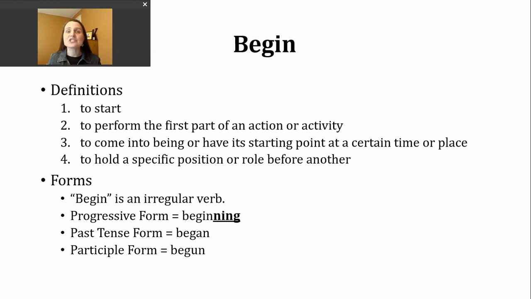A third way to use the verb begin is to mean to come into being or have its starting point at a certain time or place. So if you were planning an event, maybe since it's still a pandemic, we're thinking of something outside like a picnic. So you might say the picnic will begin at noon. Right? So that is its starting point.